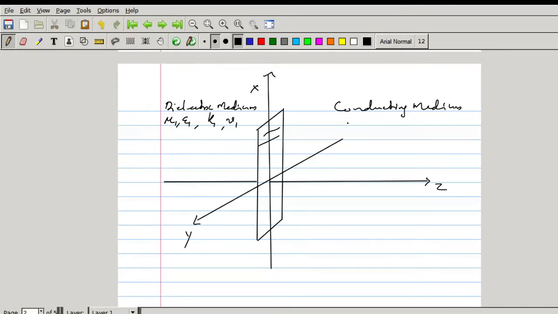On the right hand side we will have a complex wave vector, so k2 will be complex in the second medium. This interface is separating the conducting medium from the dielectric medium. The conducting medium has a complex wave vector k2, with a real part and an imaginary part. Let the speed in the second medium be v2. A wave is incident from left to right, and this is the direction of propagation of the incident wave.